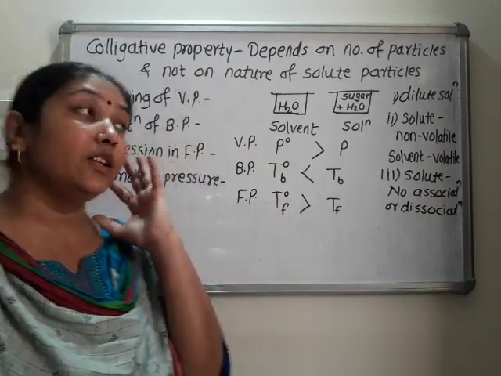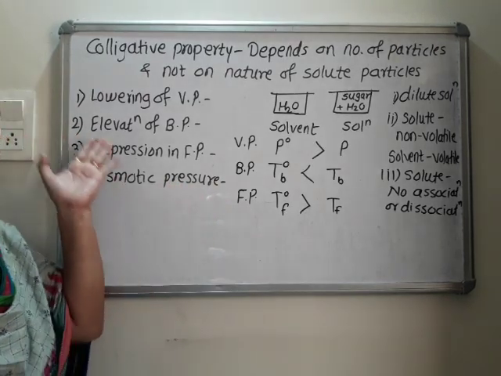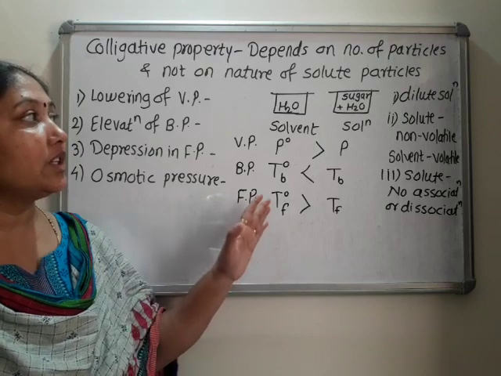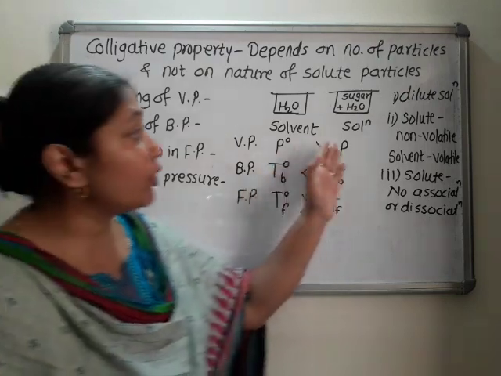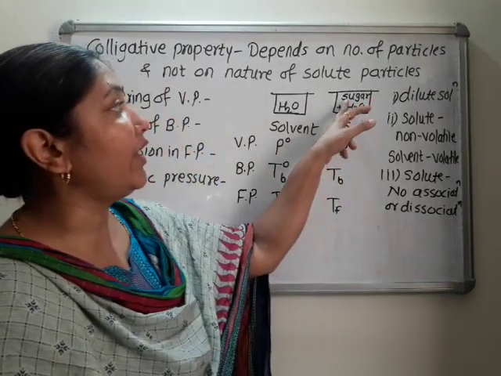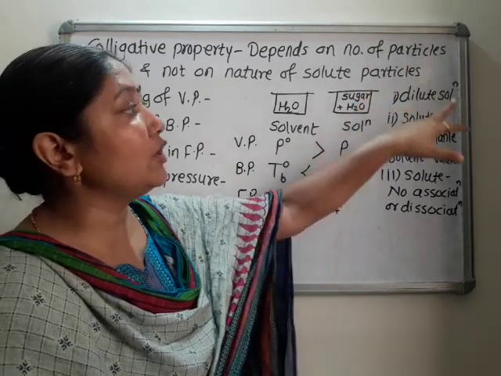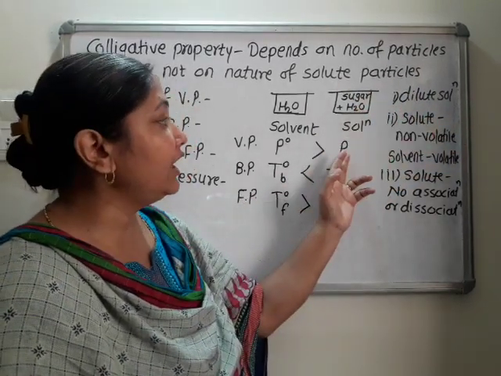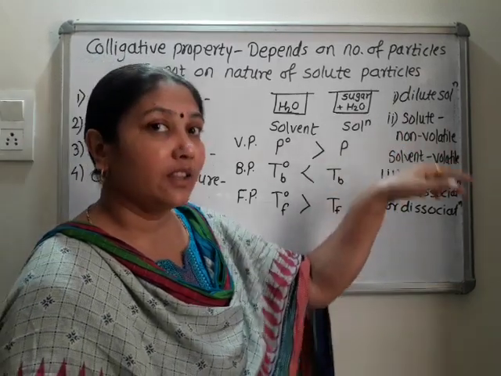Why is it so? That we will discuss while studying each and every property. Is this clear? What is colligative property? If the number of particles is changed, here I have added 5 particles, and suppose in another solution I start with 10 molecules of sugar, then definitely this P will be less than that P.